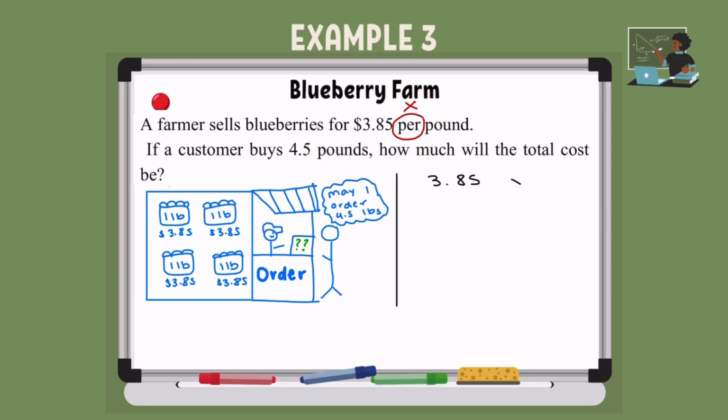Now, let's do the math. We have 3.85 times 4.5. When you are multiplying decimals, first, you're going to underline the amount of numbers you have behind the decimal in the multiplication sentence. Then, you're going to ignore the decimals and multiply like normal. So we have three numbers underlined, and we are going to be multiplying 385 times 45. So watch as I solve.